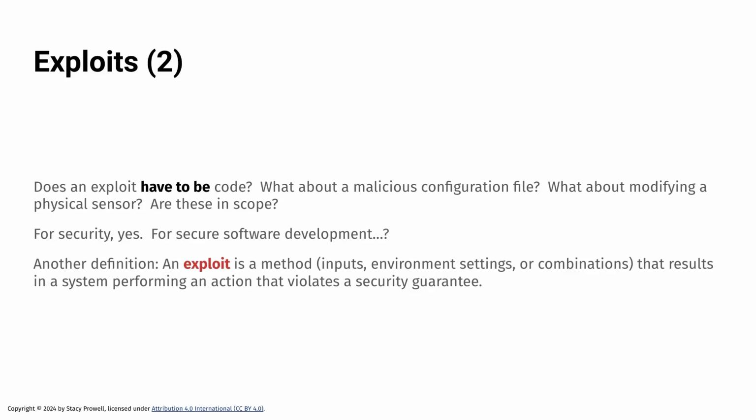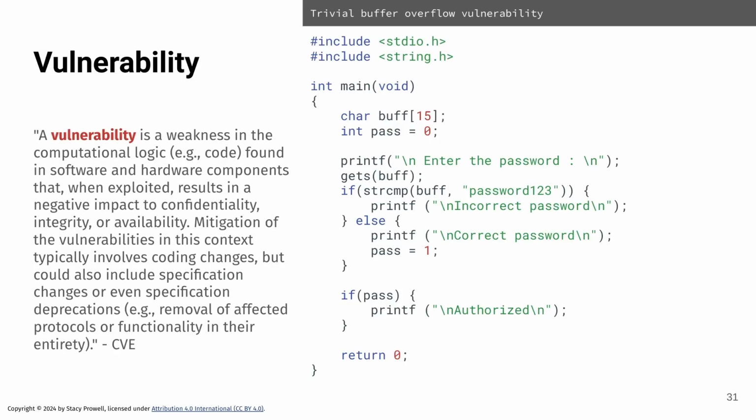Let's give another definition. An exploit is a method, could be inputs, could be environment strings, could be combinations of all that, results in a system performing an action that violates a security guarantee. I tend to like this definition a little bit better. It's a little more broad, and it includes just other stuff. And I can maybe see how to apply this to hardware systems. So the code you see over on the right hand side has a vulnerability.